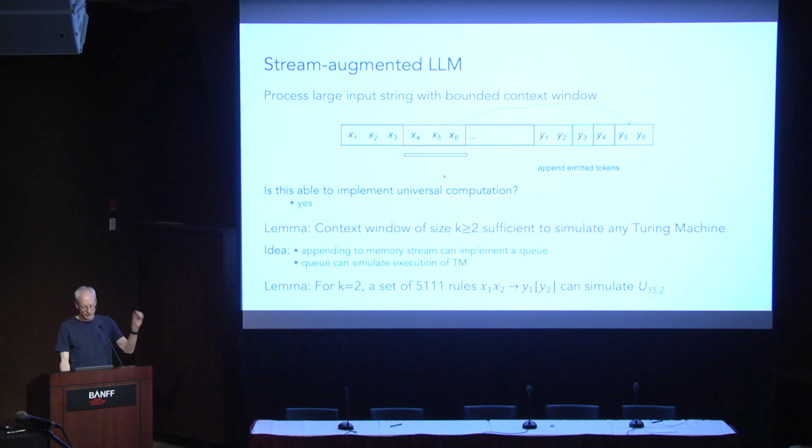So now, in particular, for a window size of 2, you can take a particular universal machine, here U15-2, which is a particular universal Turing machine. It has 15 states and 2 input symbols. And you can show that there is a finite set of rules that exactly simulates the execution of that machine on any input. Right now, the rule set is 5,111 rules. This changes every week. It started out at millions and then eventually compressed to hundreds of thousands, tens of thousands. Anyway, it's a work in progress. But there's some finite set.